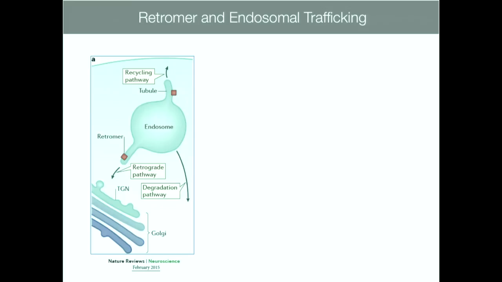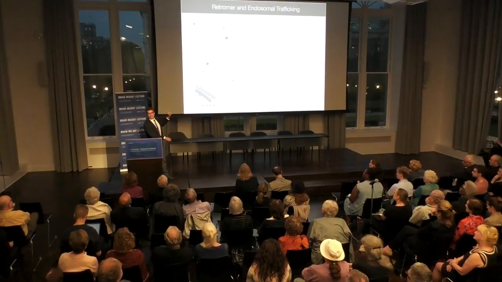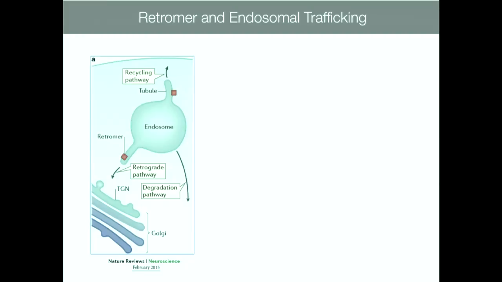If the endosome, to anthropomorphize, needs to decide which pathway to go, do I degrade the receptor, do I send it back to the cell surface, how does it decide that? It decides that by different molecular machines that could be thought of perhaps as train masters or conductors. And retromer turns out to be a critical molecular machine that functions in diverting cargo in two out of the three pathways from the endosome, the retrograde pathway.